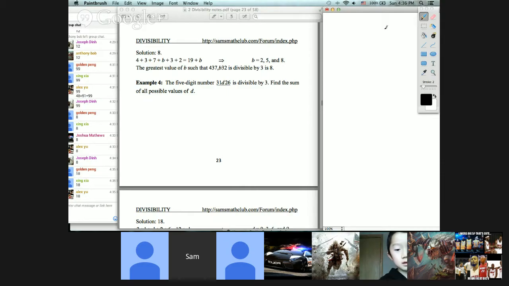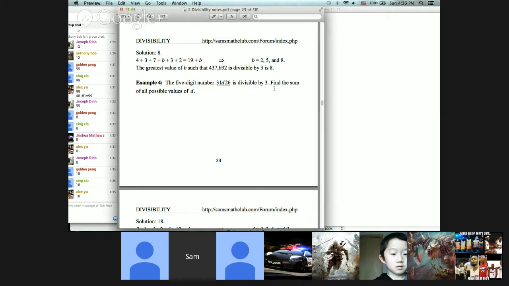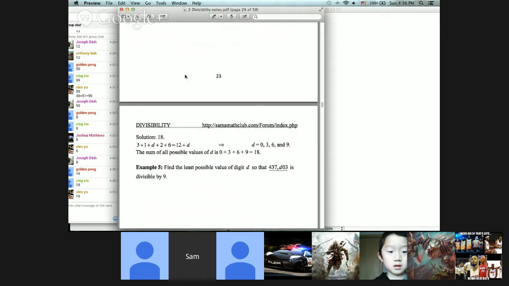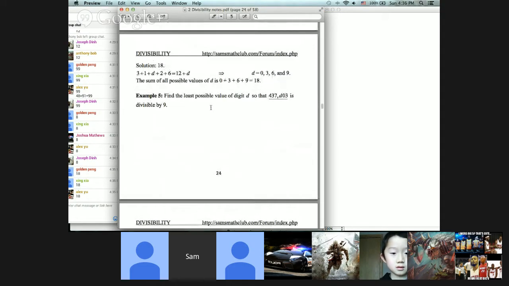Right, the correct answer is 18. Nice job. Okay, so let's try number 5. Find the least possible value of the digit D such that this is divisible by 9.